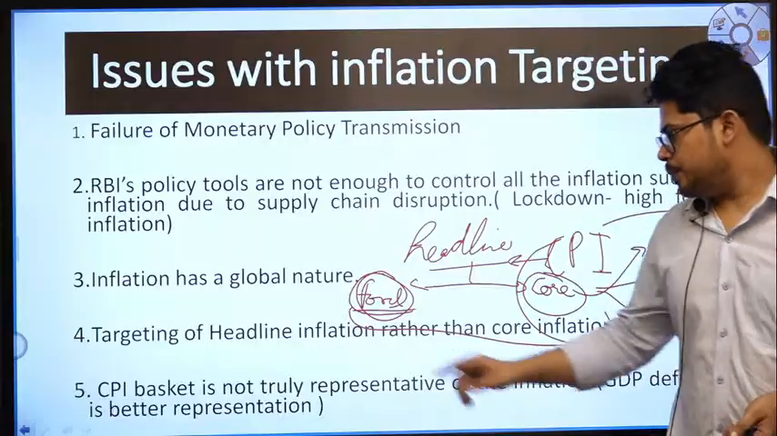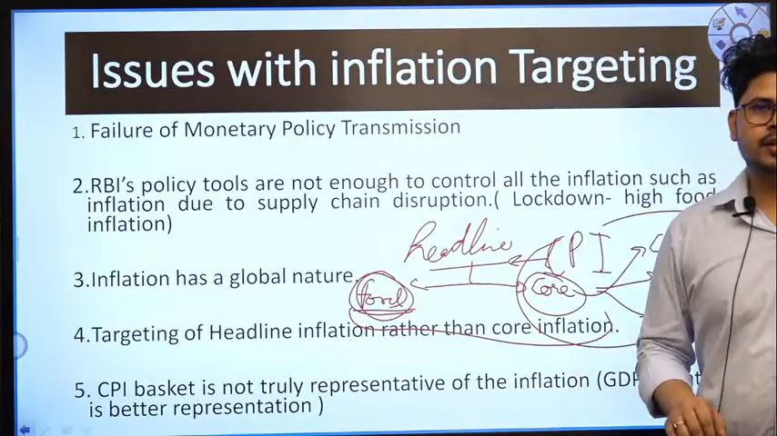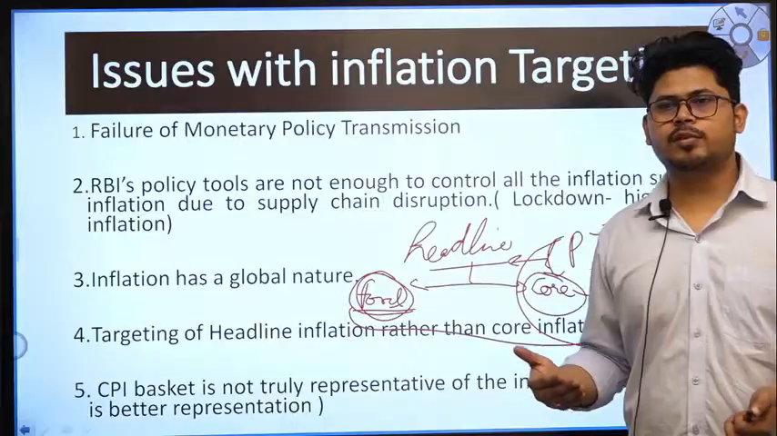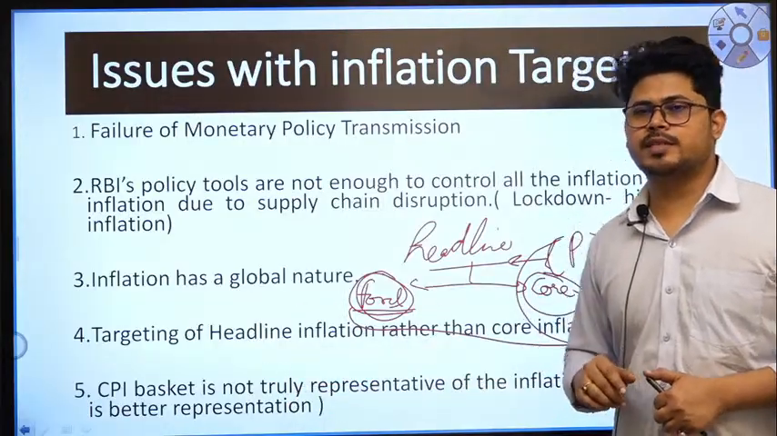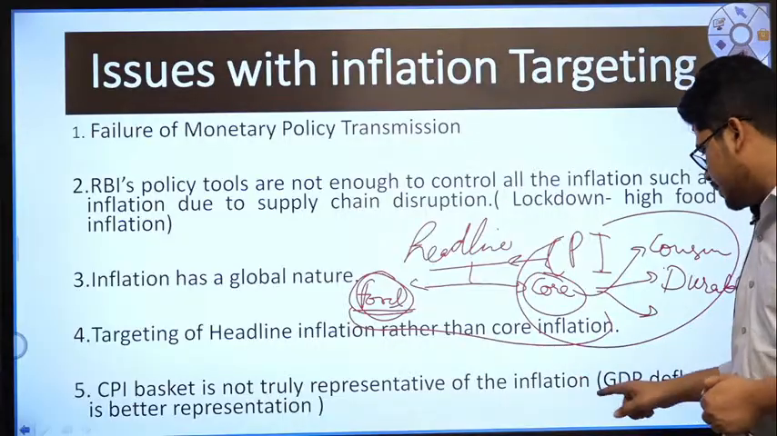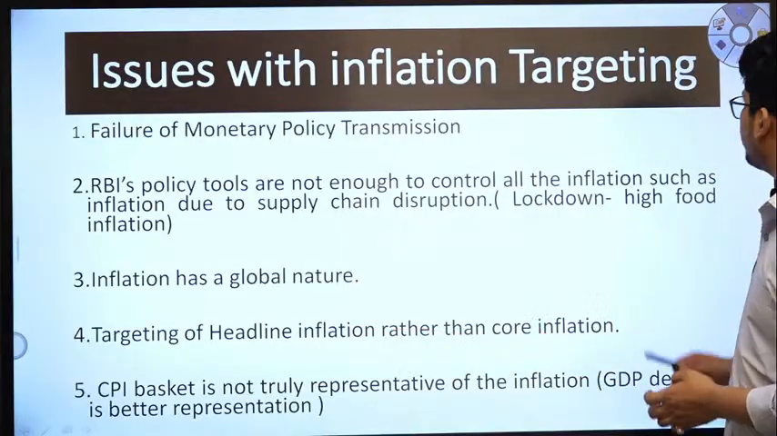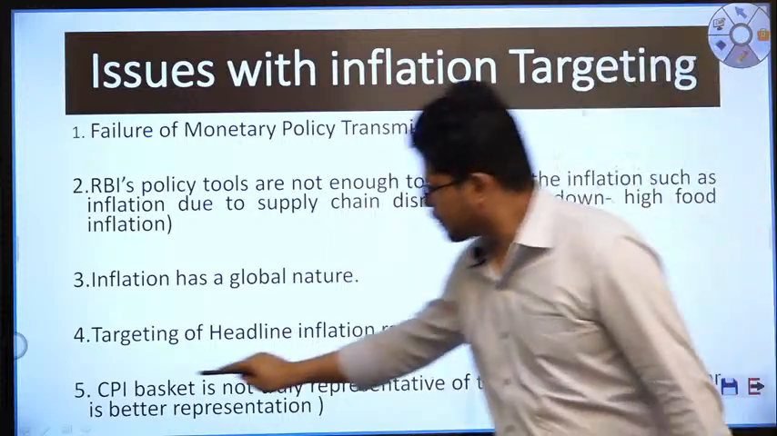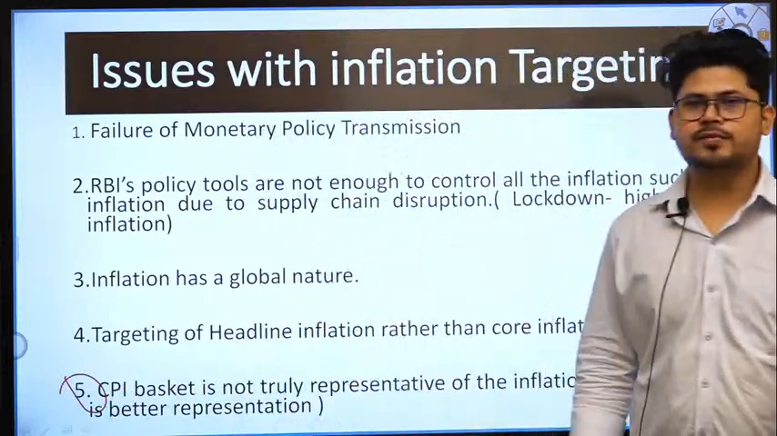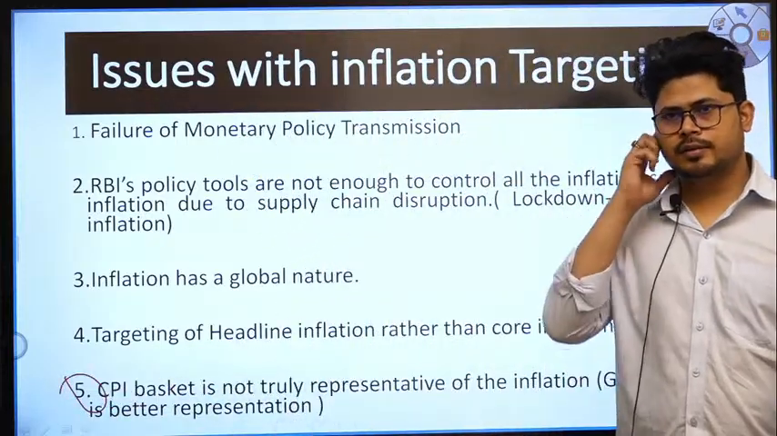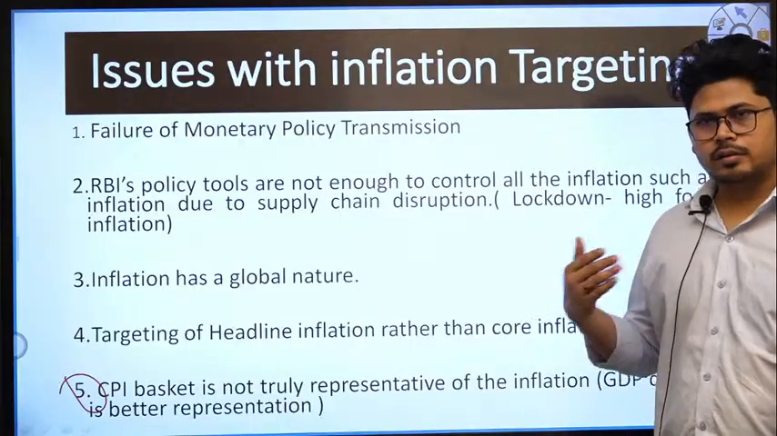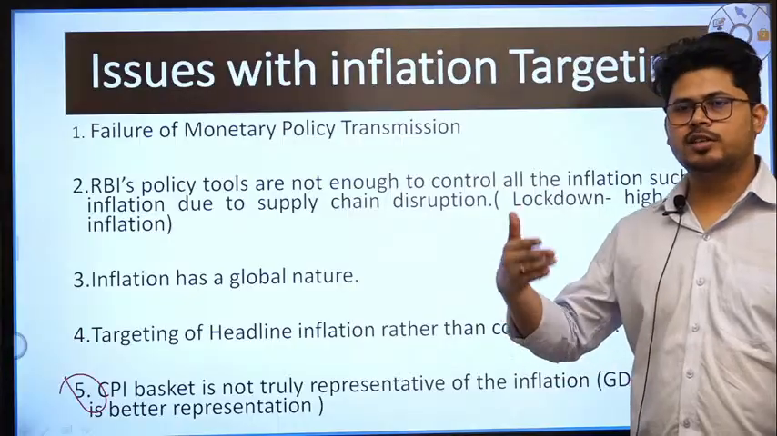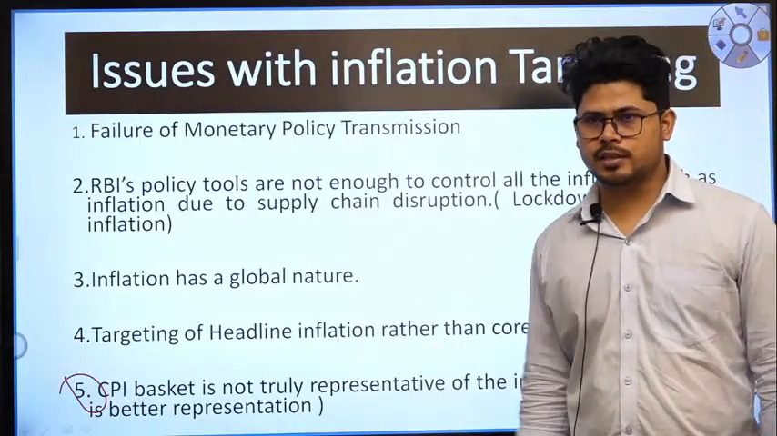Moreover, the CPI basket is not truly representative of all the goods that we are consuming. ठीक है? Consumer price inflation is also not the true representative. Okay, उससे better representative GDP deflator है, and this can become a prelims question. This fifth point is very important. Okay, these are the issues with monetary policy transmission, but the government has now extended the monetary policy committee framework to 2026.